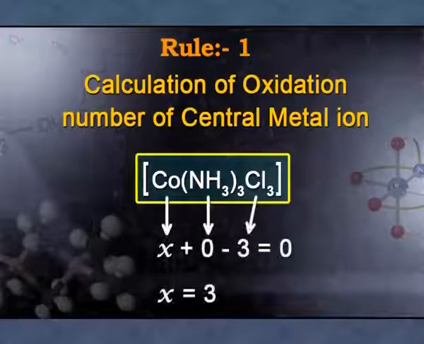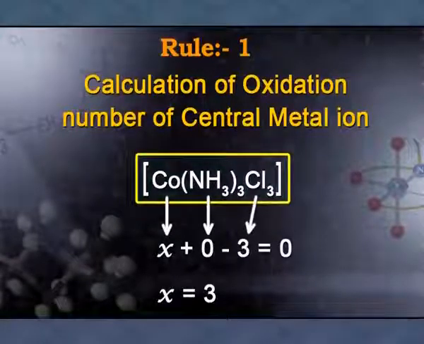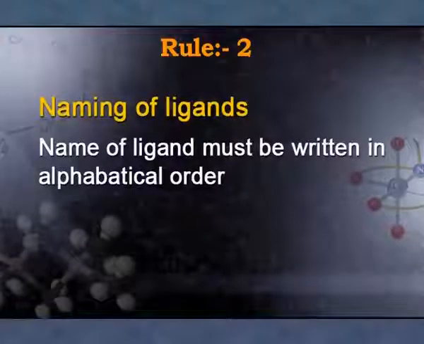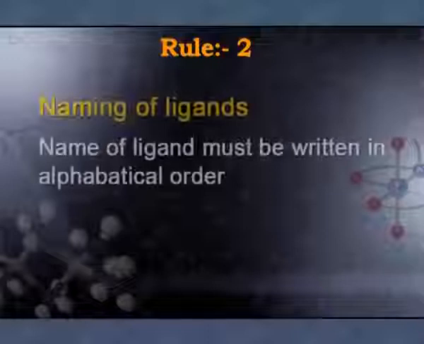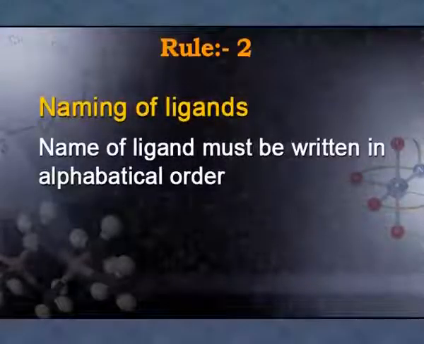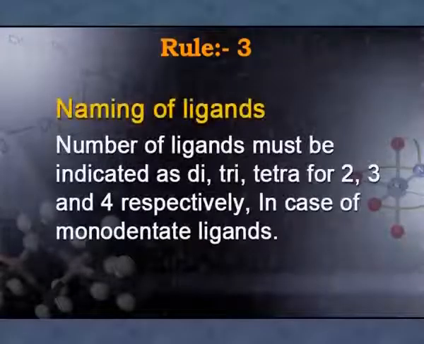When we calculate the oxidation number of the central metal ion, then comes the naming of ligands. What are the names of ligands? What are their numbers? Their rules are in this way. First we have decided the oxidation number of the central metal ion. Now, when we start naming of the ligands, we have to use alphabetical order. Suppose there is chloride ion and there is ammonia also, both are ligands. So, we have to give the name first ammonia and then chloride.